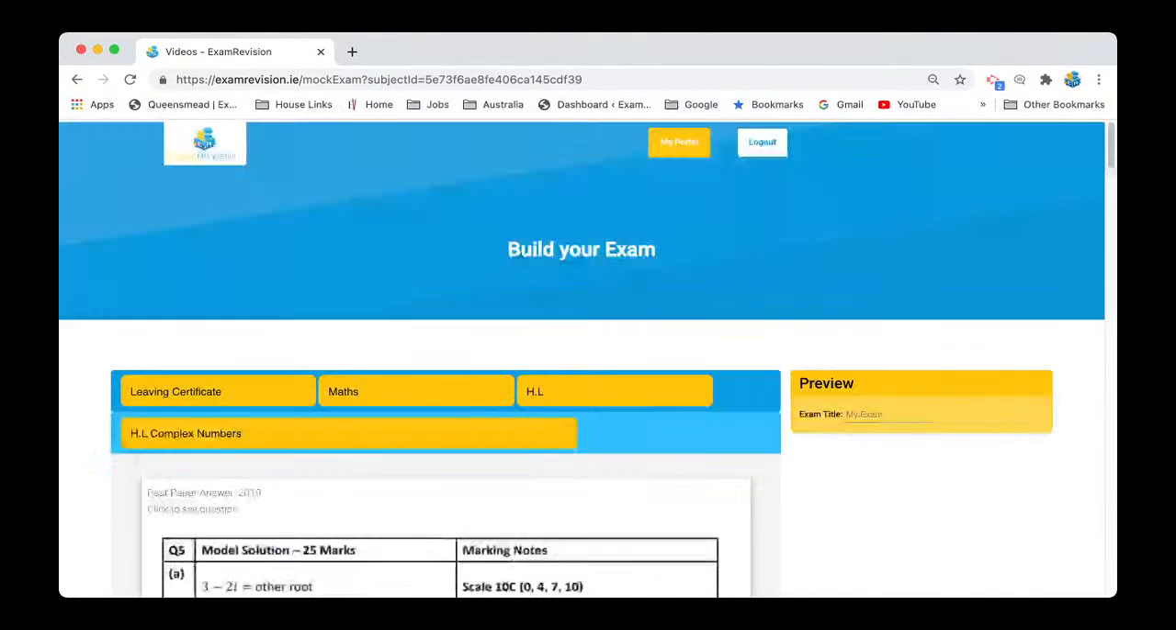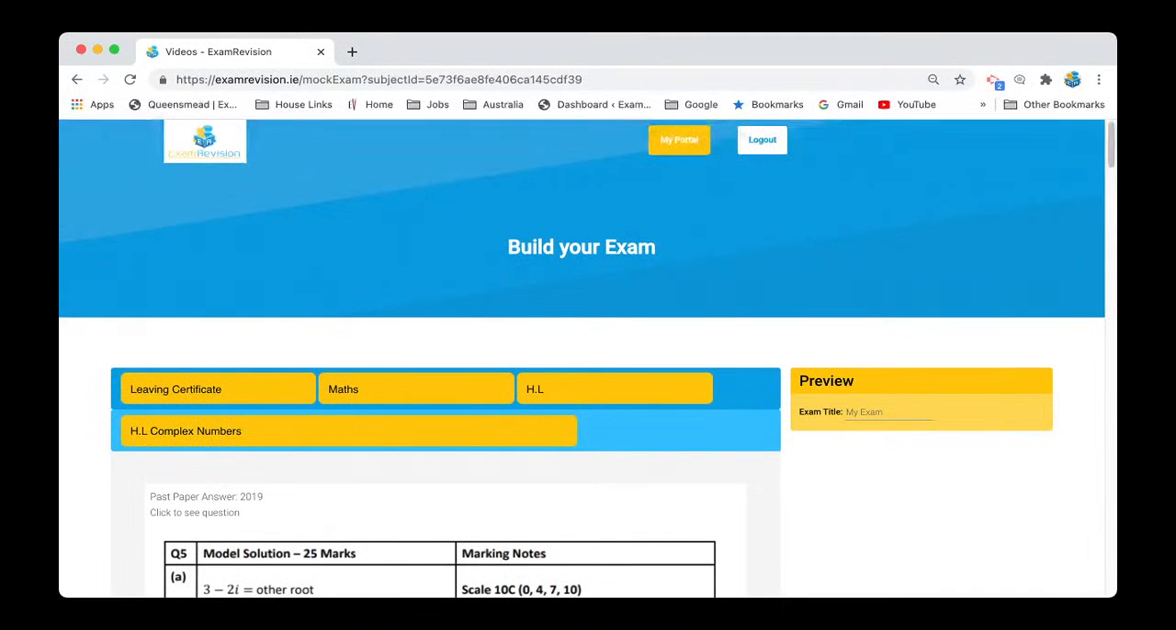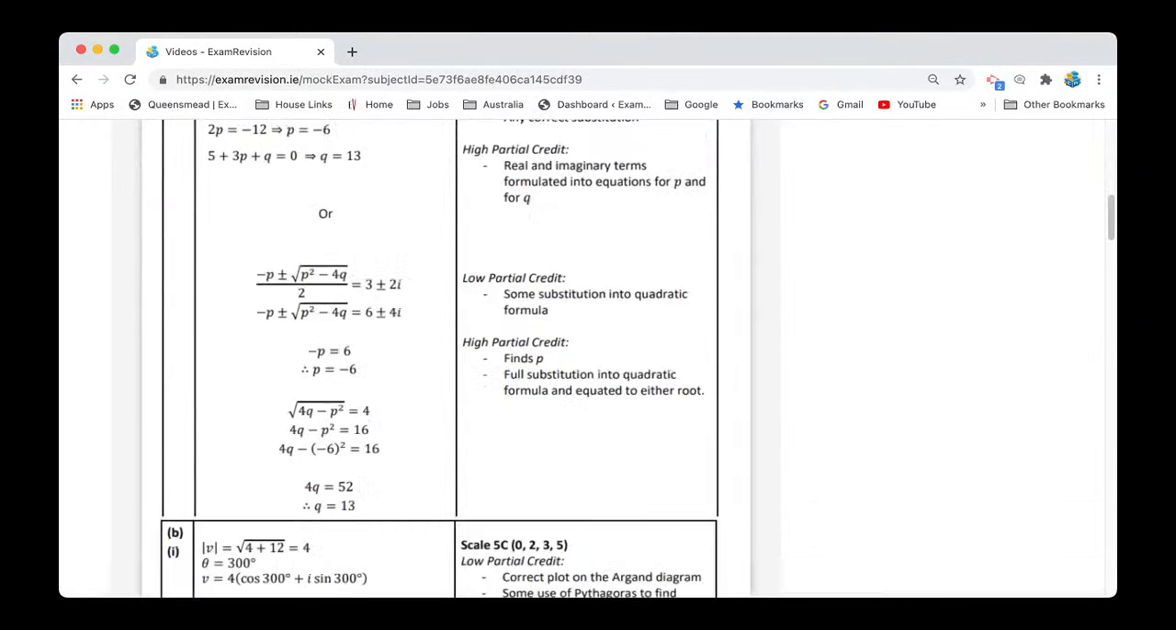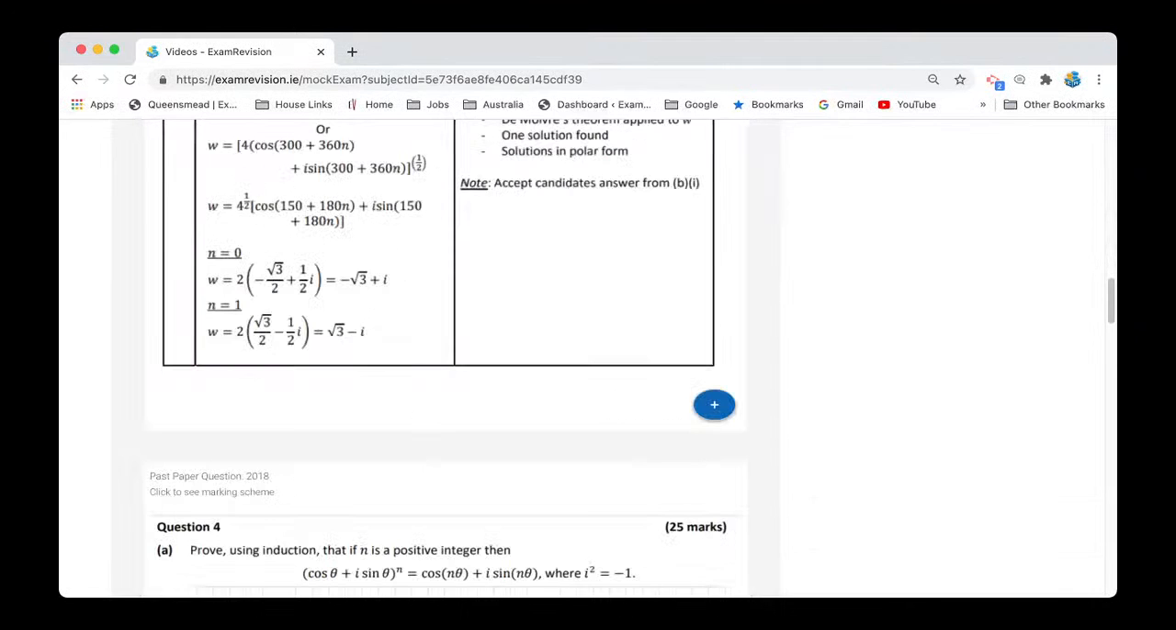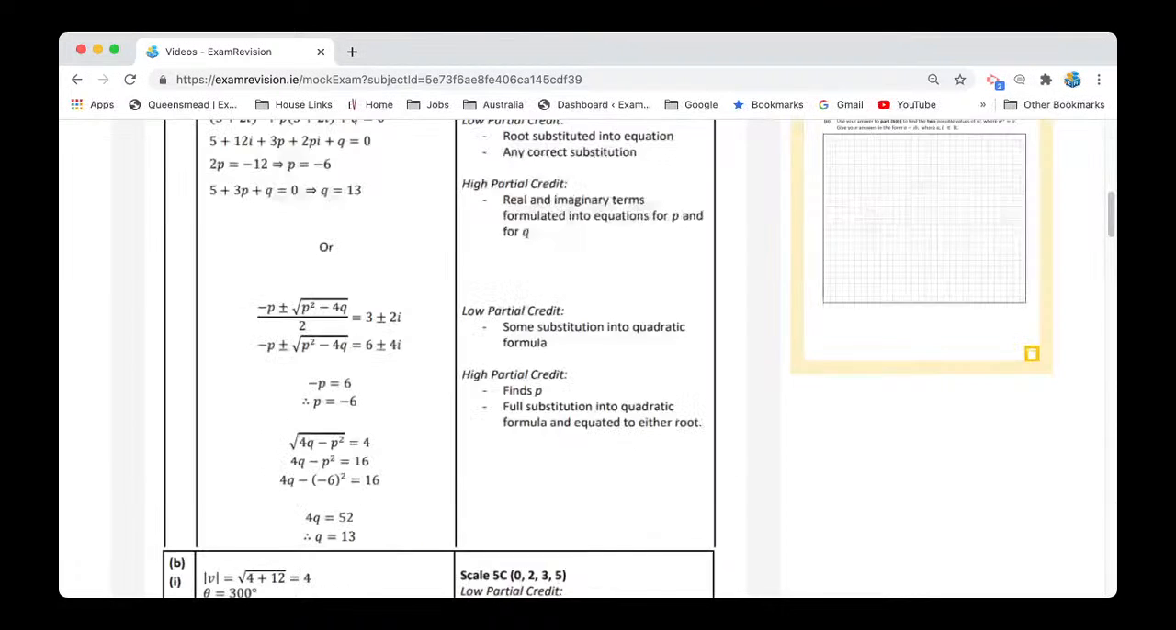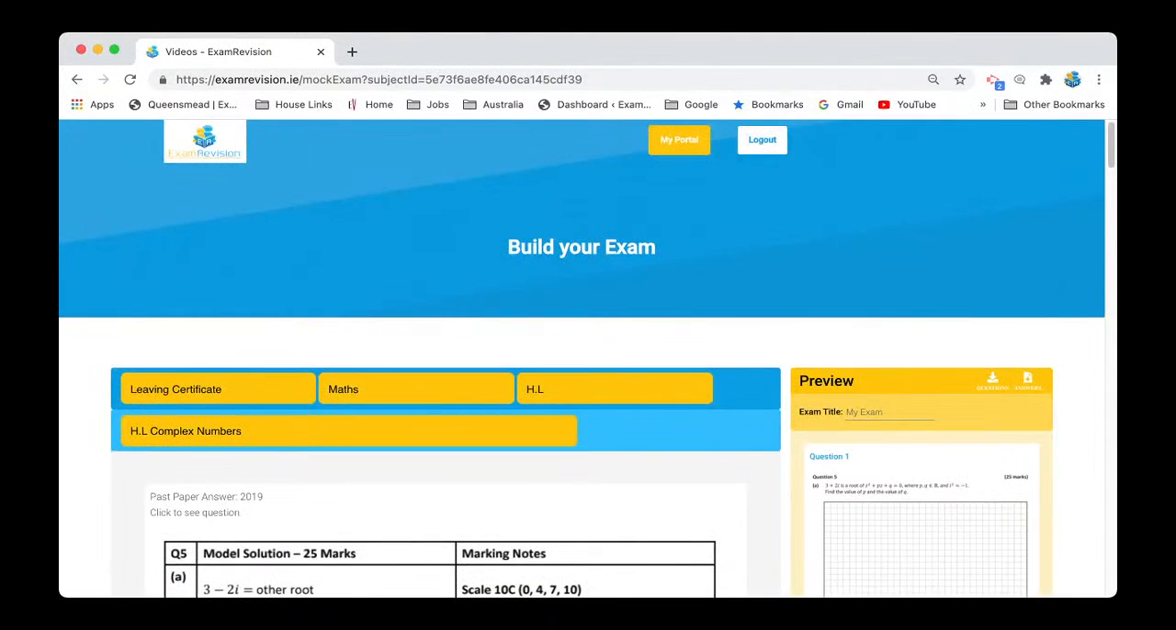You can make them into an exam. You can add them in by pressing the plus down the bottom, and it will build you an exam that you can print out as well. And that all comes with our subscriptions to the website.